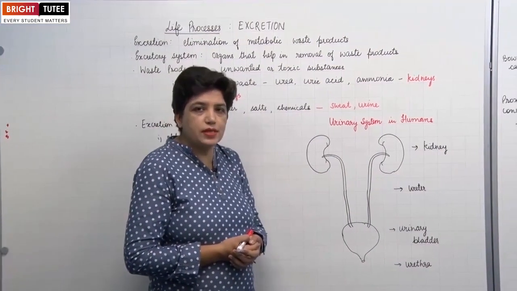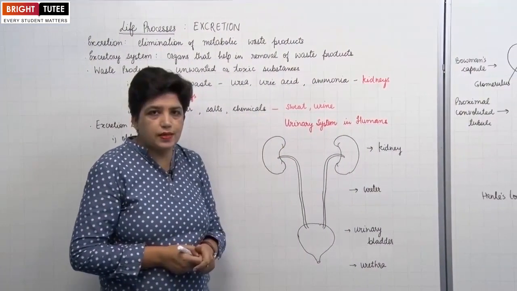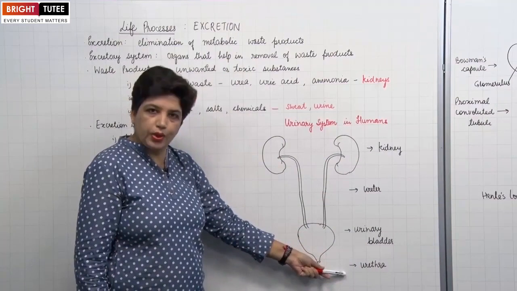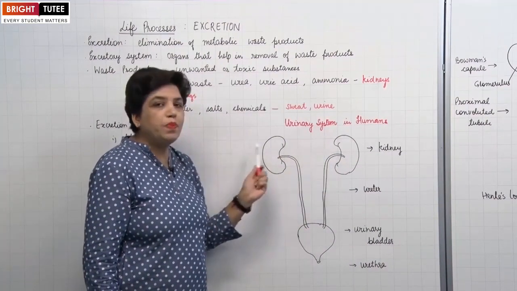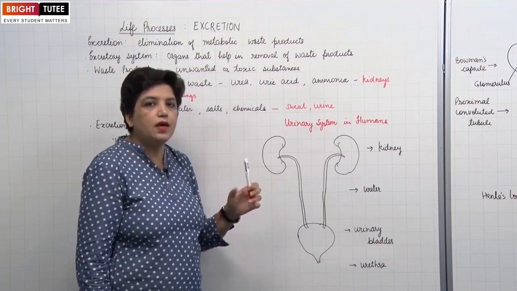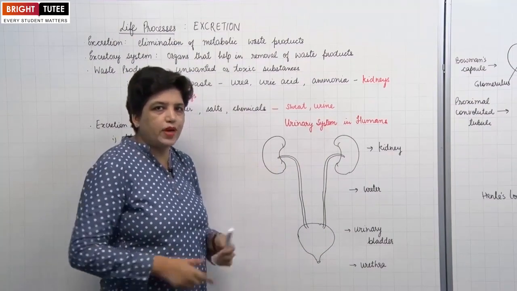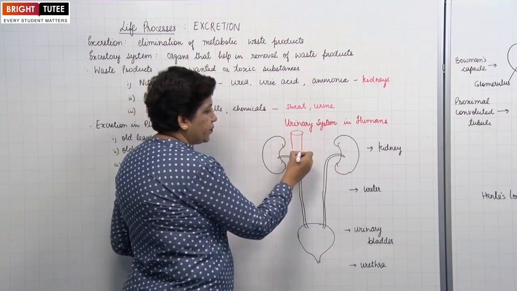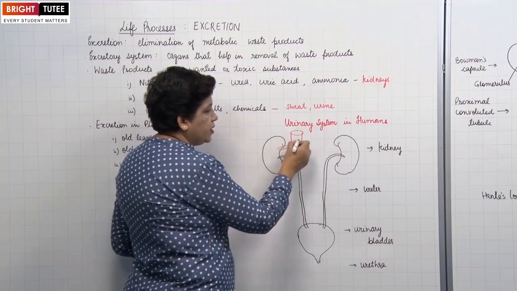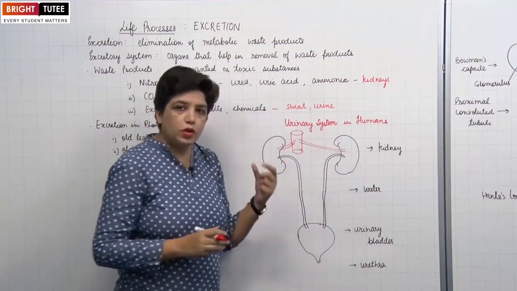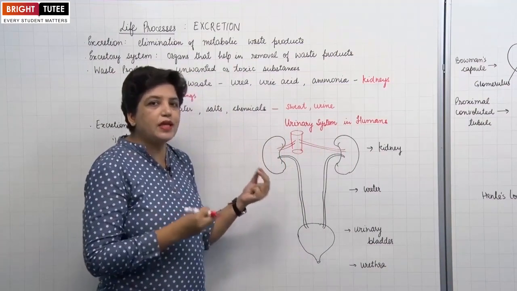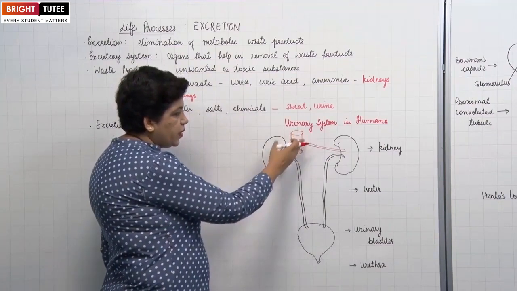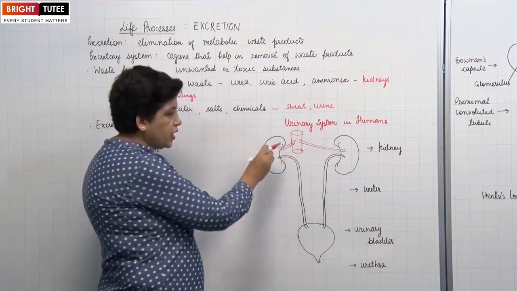The main excretory system in human beings is the urinary system, which consists of kidneys, ureter, urinary bladder and urethra. The kidneys are two bean-shaped organs, reddish in color, present on the back side of the lower abdomen. The kidneys are supplied by the renal artery. Renal artery brings in the blood which, although it is oxygenated, contains all the nitrogenous waste and other waste materials. So this renal artery brings blood containing the waste products into the kidney.